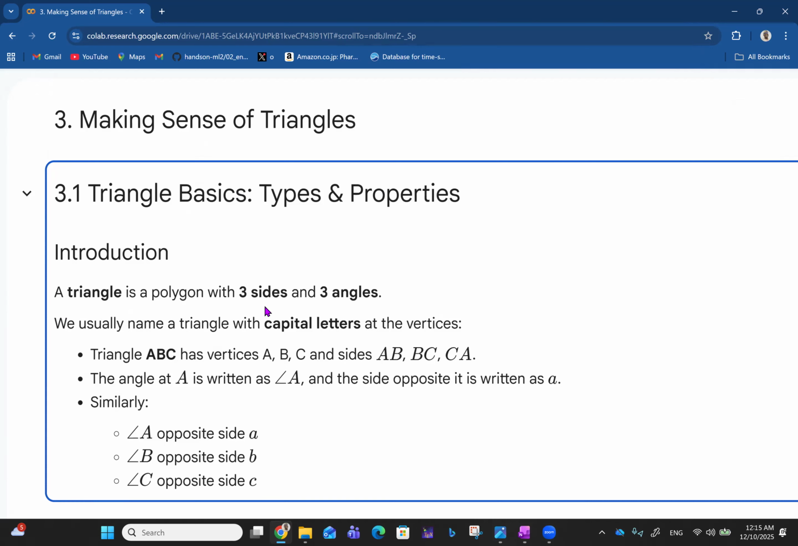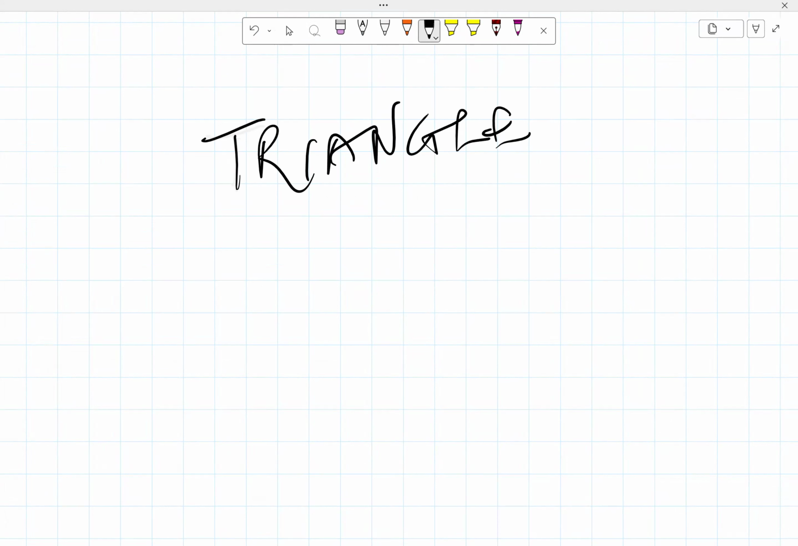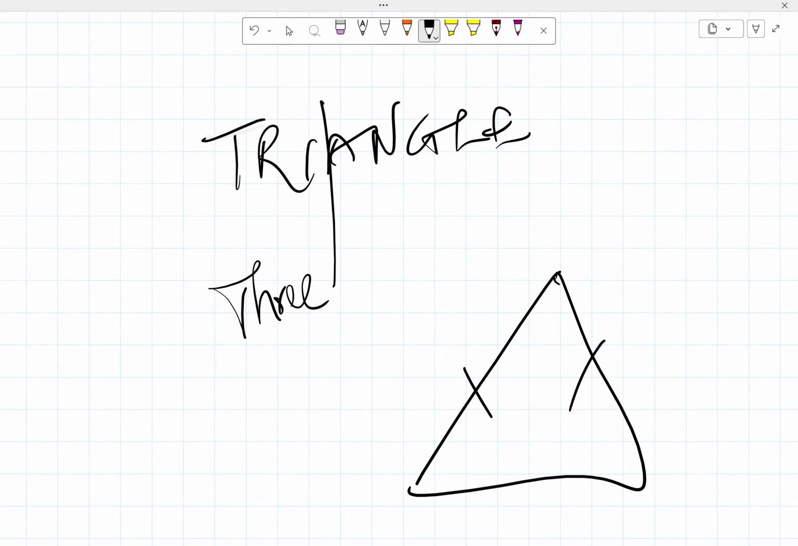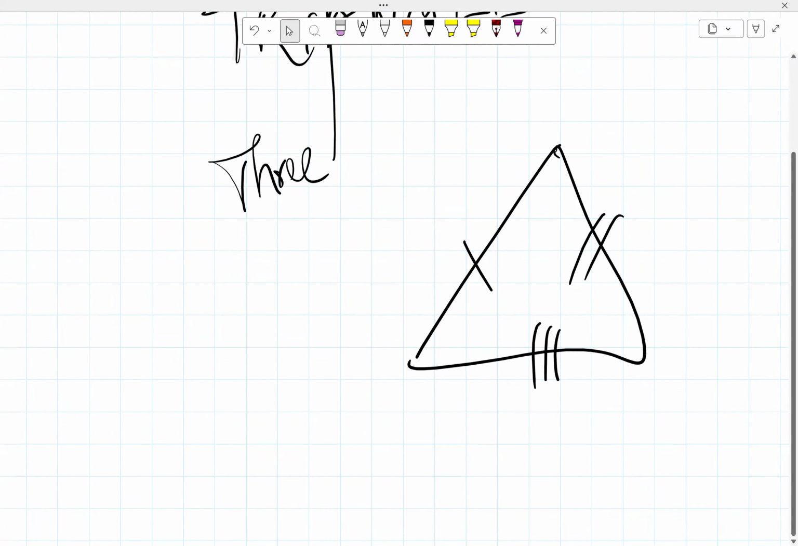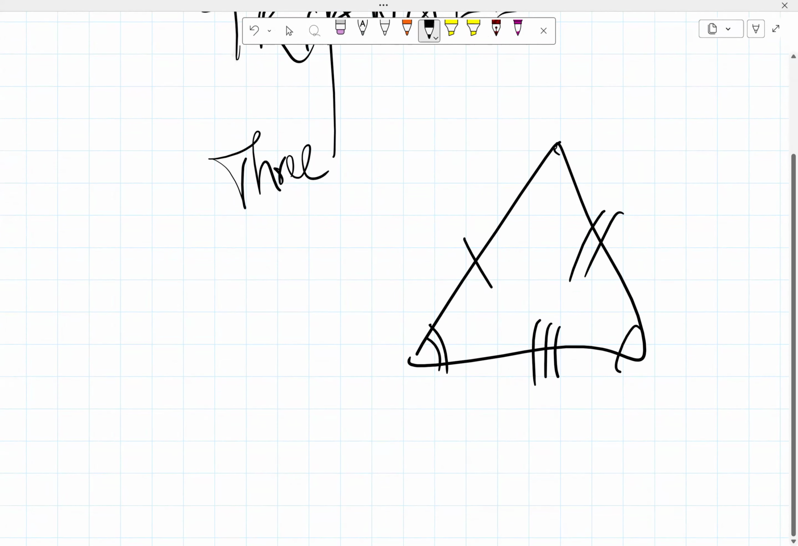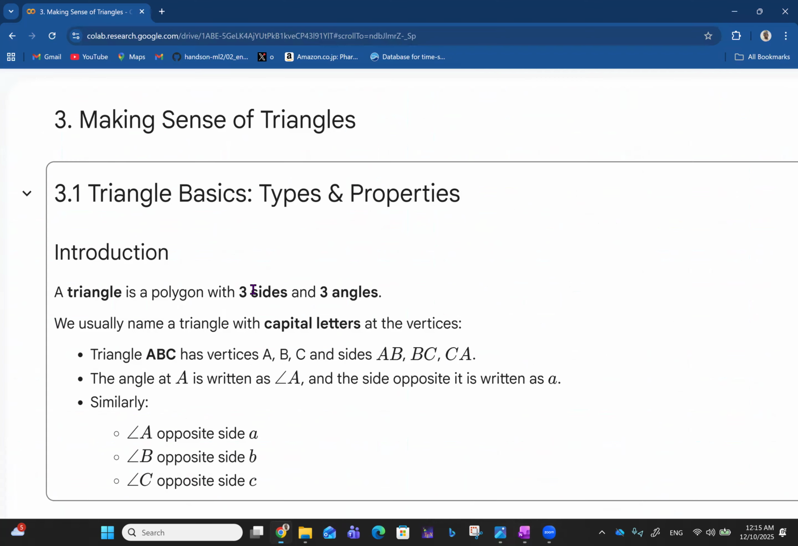So a triangle is a polygon with three sides and three angles. As the word implies, tri means three, so you have three angles in short. When you have a triangle like this, you have one, two, three sides, and then you have one, two, three angles. So a triangle has three sides and three angles, basically. It's a polygon with three sides and three angles.